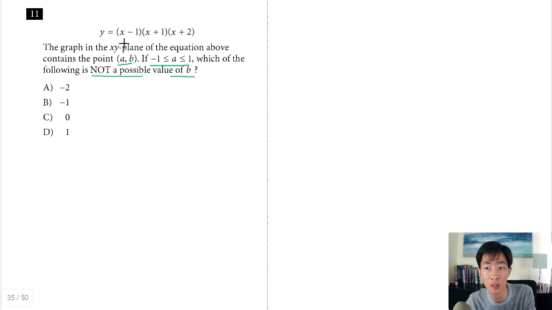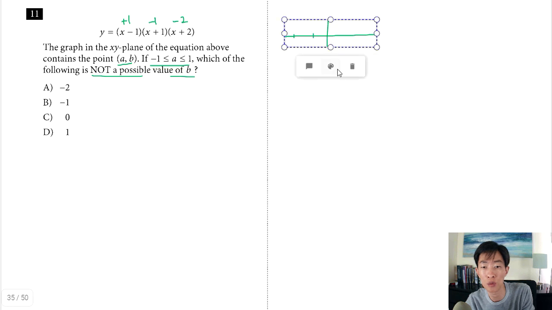In other words, they're giving us the places where the graph crosses the x-axis, because you know if x equals +1 here, then this is going to become 0, and the whole thing, y is also going to be 0. If x equals -1, the whole equation is also going to be equal to 0, and if x equals -2, the whole equation is going to be equal to 0. So what that means is that we're looking at a graph that has 3 zeros, -1, -2, and +1.